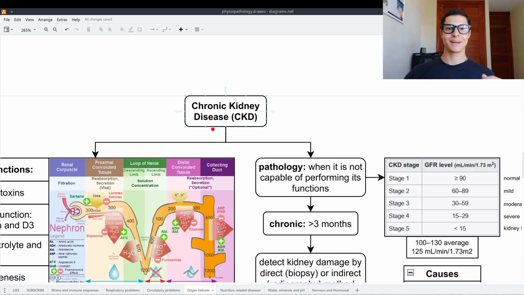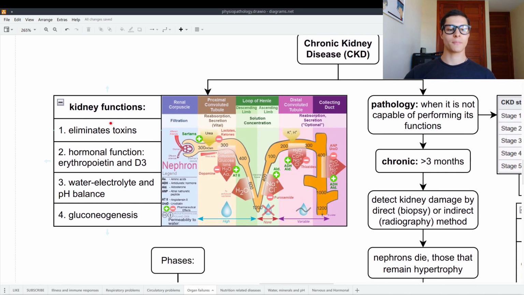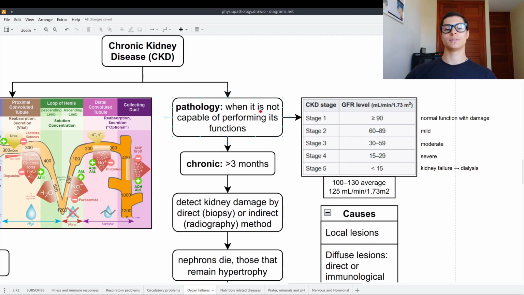And now let's take a look at chronic kidney disease. So we already saw the functions: eliminate toxins, hormonal function, water electrolyte and pH balance, and the gluconeogenesis. These are the functions of the kidneys and how the nephron works. The pathology. So we have this disease when the kidney is not capable of performing its functions, and it is chronic when it lasts more than 3 months.